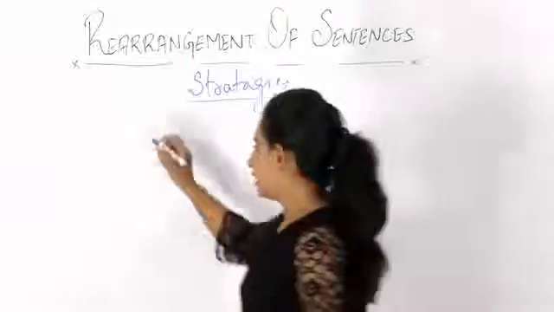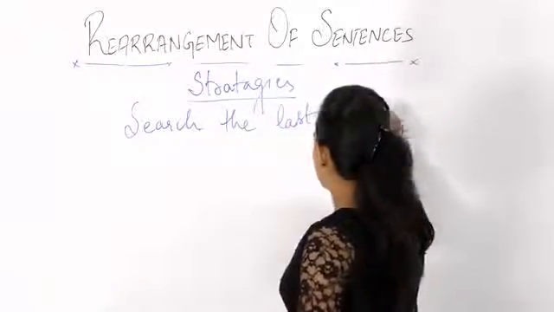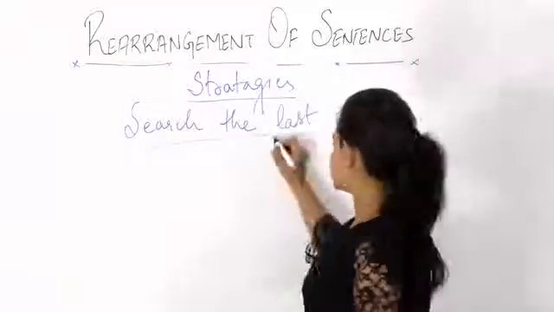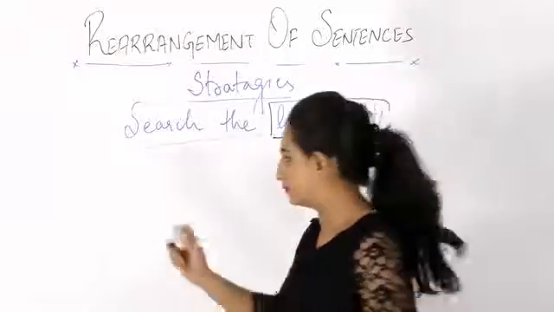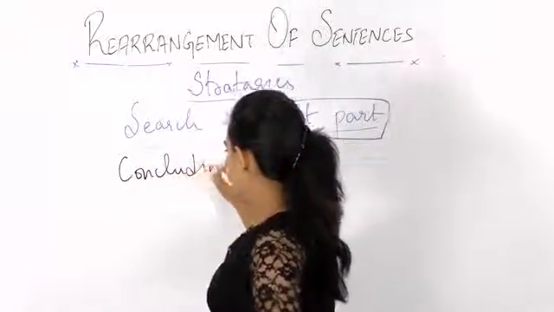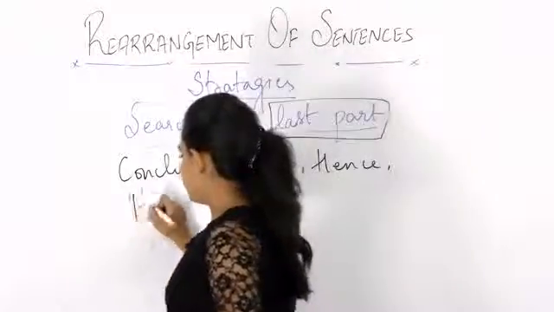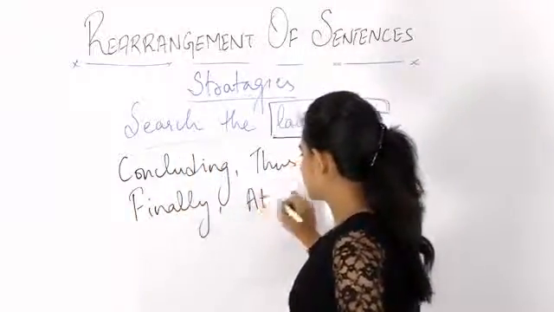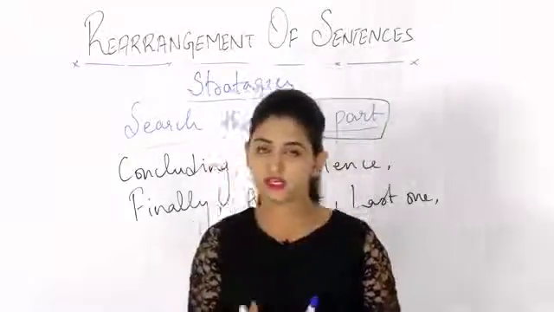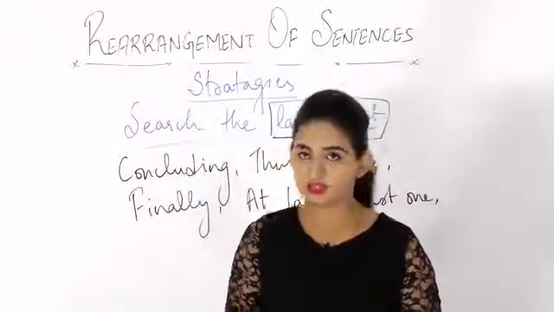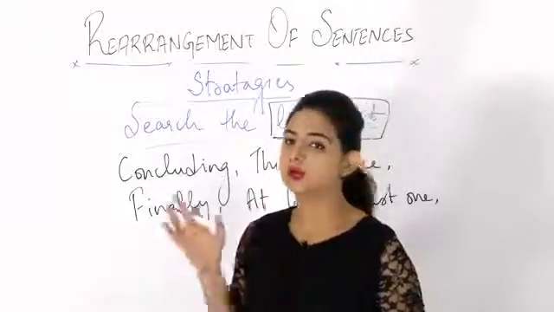Now let's move further. Now what we have to do is search the last part. Now as we all know, the last part contains something which concludes something or something which is a summary of something. So we have words like concluding, thus, hence, finally, at last. If we have words like this mentioned in the sentence, this sentence will be placed last. Now here you have known which will be the first part, which will be the central part, and which will be the last part.